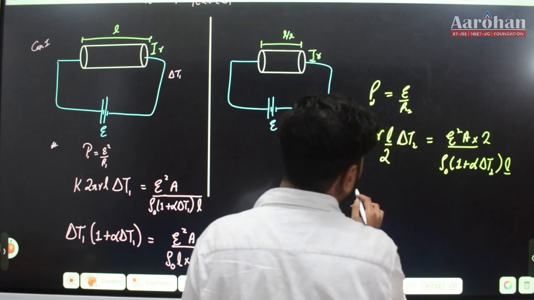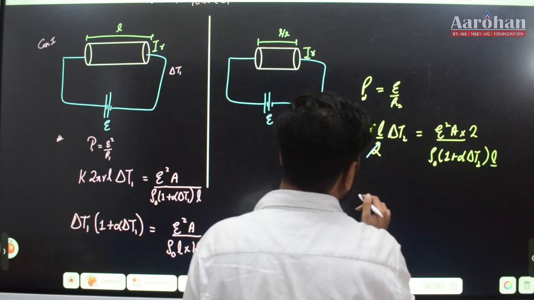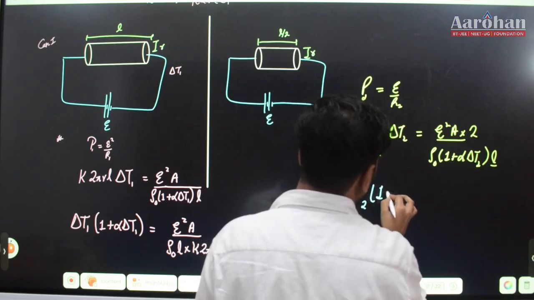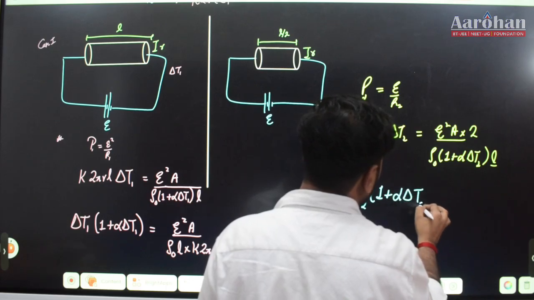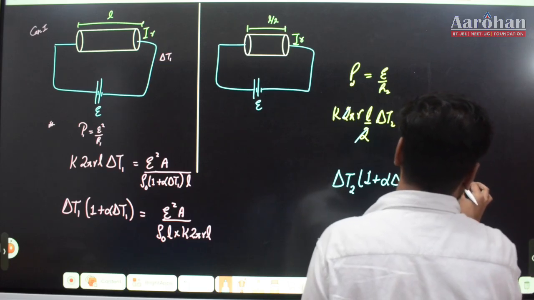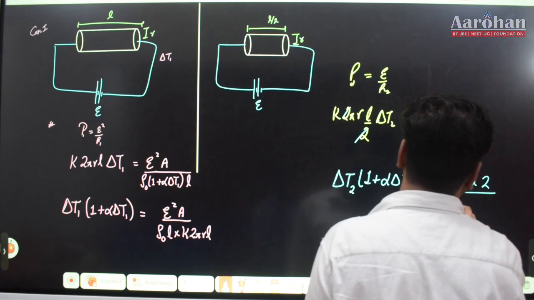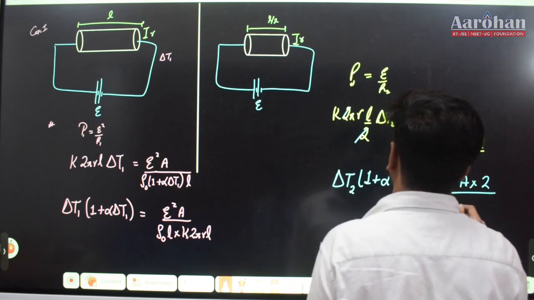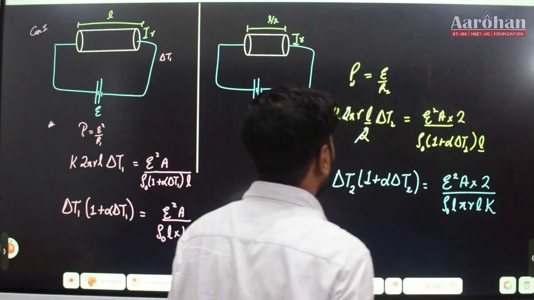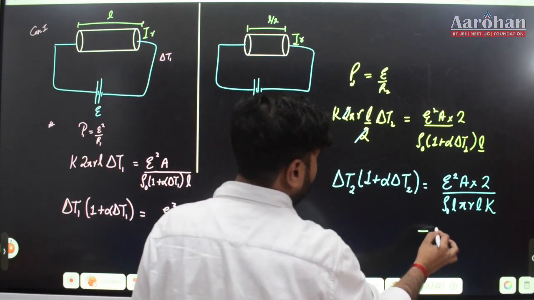So if I rearrange, if you want you can cancel also. Here we can write delta T2 times 1 plus alpha delta T2 must be equal to E square A times 2 by rho naught L times pi R L K. Right? Nothing is missing. So this will be our equation 1. This will be our equation 2.